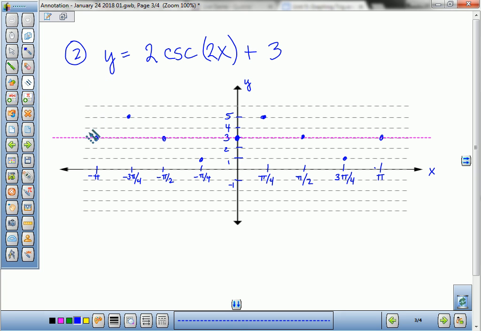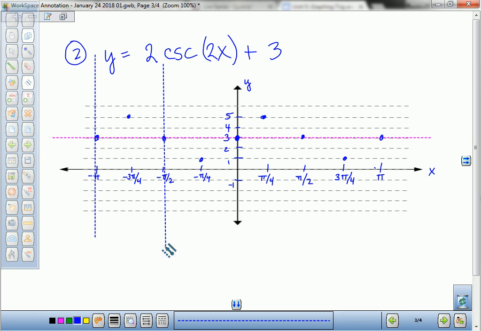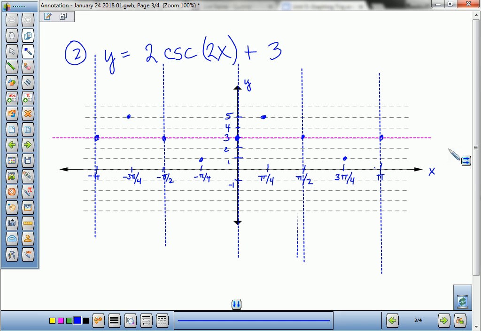So my asymptotes this time are going to be where it crosses the midline. So there's an asymptote. Here's an asymptote. Here's an asymptote. Here's an asymptote. So this was my midline, which I should have labeled. Is it safe to say it's impossible for a cosecant graph to intersect this midline? It does not intersect the midline.